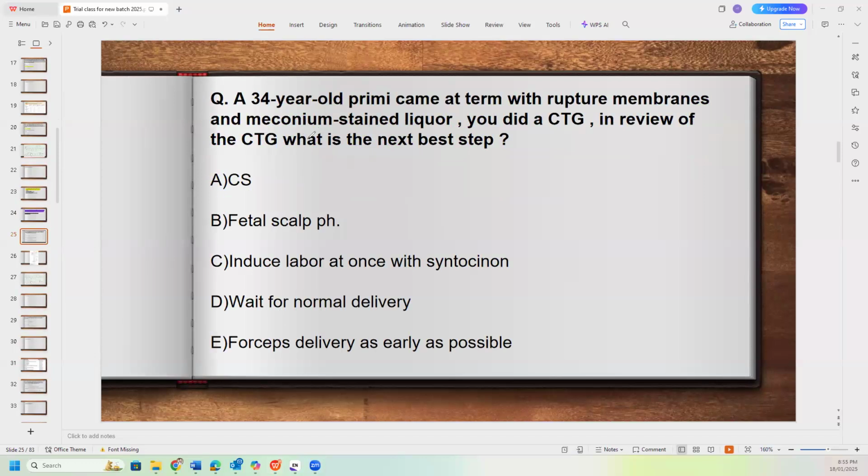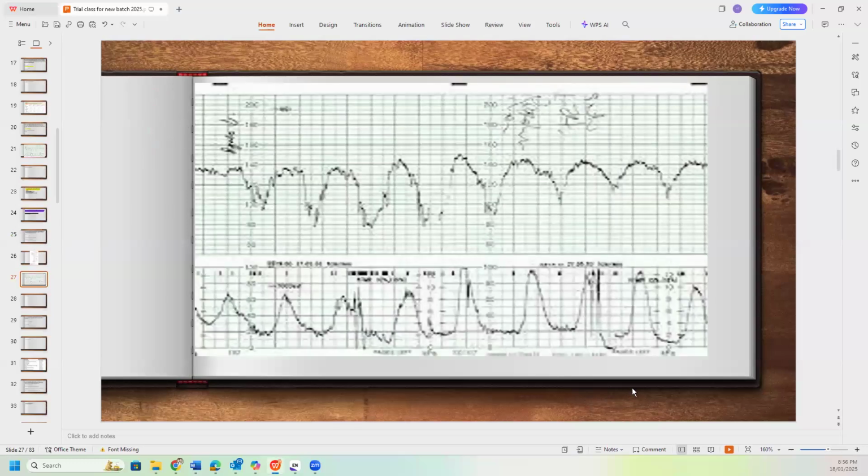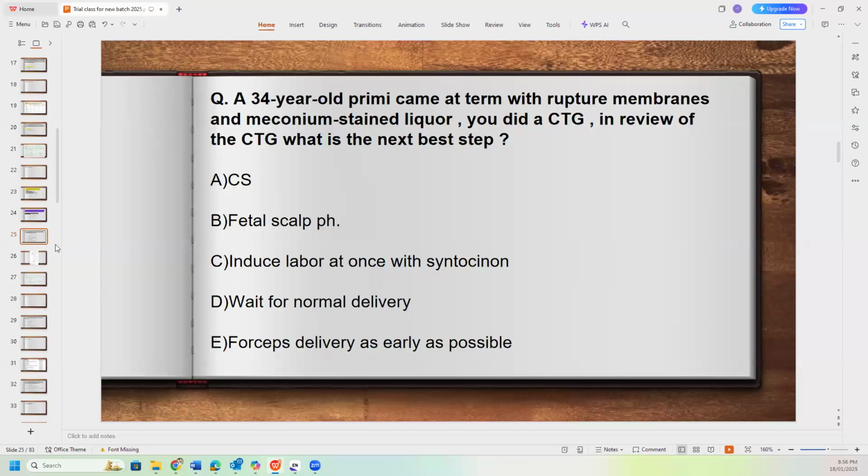Another obstetric question. A 34-year-old primigravida came at term with ruptured membranes and meconium-stained liquor. You did a CTG. In review of the CTG, what is your next best step? Next best again means the step that can help to save life. So let me show you the CTG. Again, same CTG, the dip with the contraction is away. So this is a late deceleration. It's a red flag CTG.